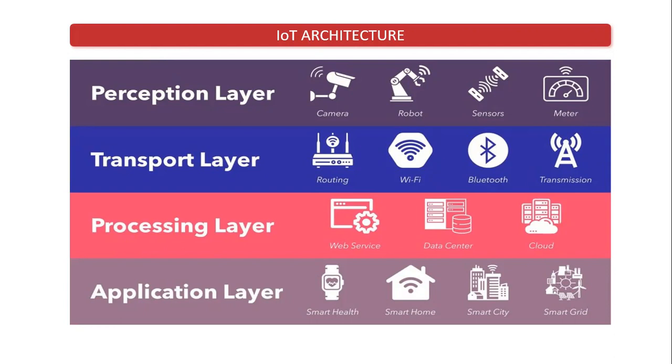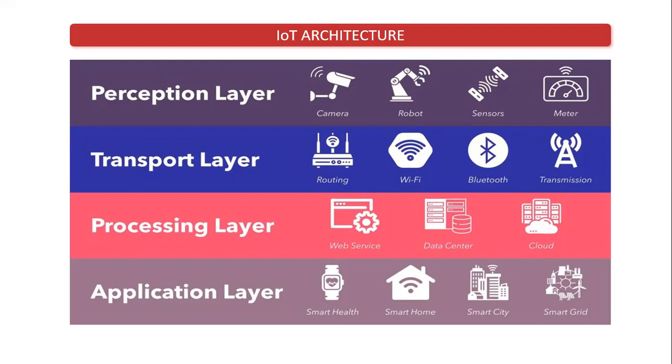Here, the first layer, the perception layer, is responsible for collecting data. And here you can observe the devices which we can place in our perception layer in the picture itself. You can use your camera, robot, sensors, and as well as your meter. Depending upon your application, you can use all these devices.